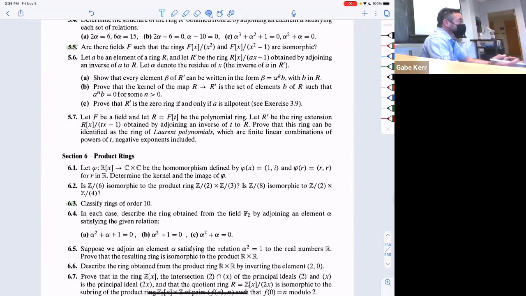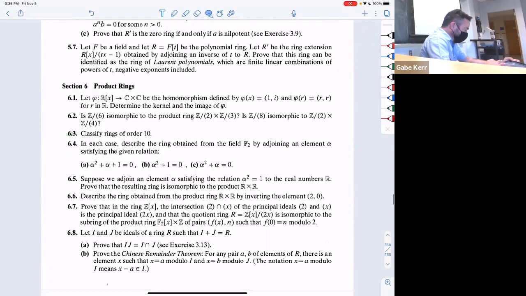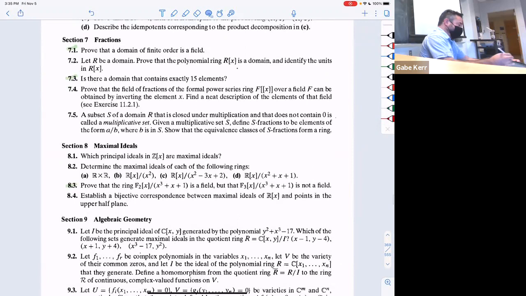And you said you were going to say... I said 8-3 and 7-1, but that also just could be because they're new. Oh, we did this today. Yeah. Prove that a domain of finite order is a field. So that's not true, actually. Is it true? I think it actually is.